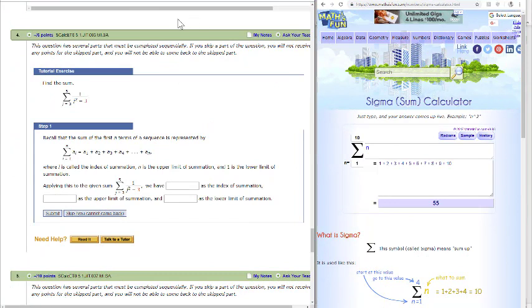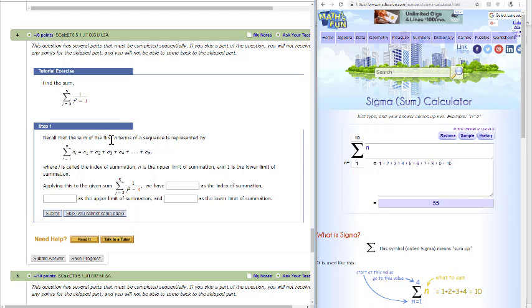Let's take a look at a problem from your lab assignment. This is from section 5.1. It says to find the sum, and there's a sigma notation here. The sum, as j goes from 3 to 5, of this expression, 1 divided by j squared minus 3.